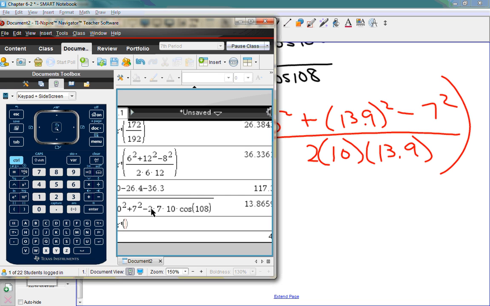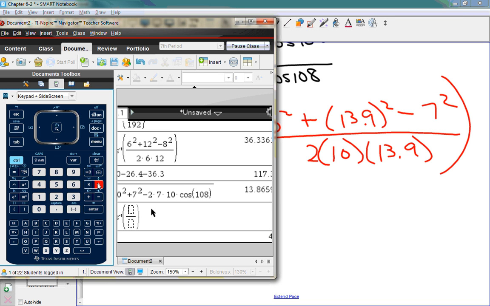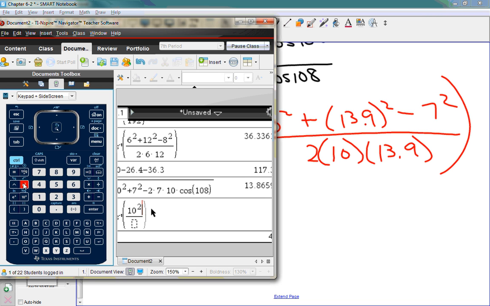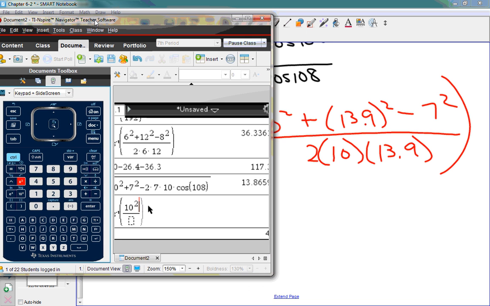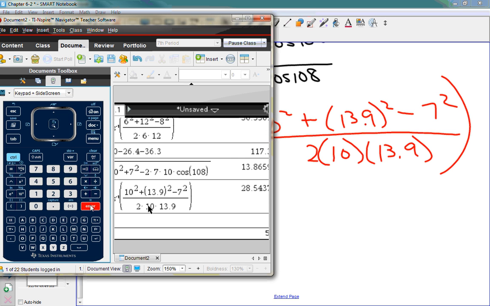Okay, so I'm going to go ahead and do trig cosine inverse. I have double parentheses, 10 squared, plus 13.9 squared, minus 7 squared, all over 2 times 10 times 13.9. Should be okay. Hit enter, and that's going to give you 28.5. Everybody get that?